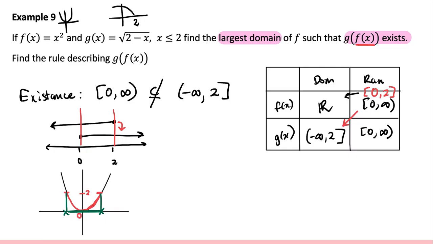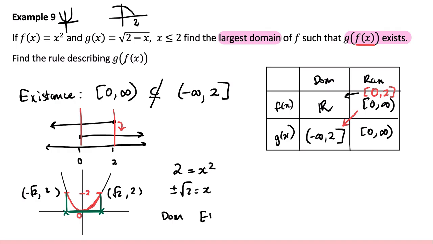To do that, I just need to find the x values. I know this is y equal to 2. To find the x value, you can just substitute it into the function. That will be plus or minus root 2, positive root 2 and negative root 2. Therefore, my domain is from negative root 2 to root 2. As long as x is between those values, that will give me a range from 0 to 2, which will be a subset.